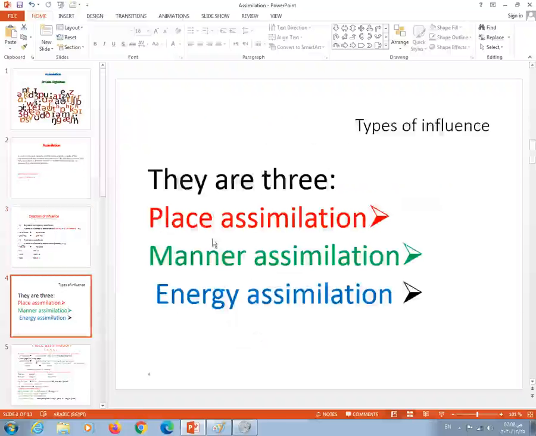Okay, let's move on to another point, which is the types of assimilation. Here we have place assimilation, manner assimilation, energy assimilation. الأصوات وهي بتحاول تقرب من بعضها وتبقى similar. ممكن تقرب في المكان, it's a place of articulation. ممكن في المانر, طريقة, in the way of articulation. ممكن في الانرجي يبقى voiced turns into voiceless and vice versa. These are the three important kinds or types of assimilation.